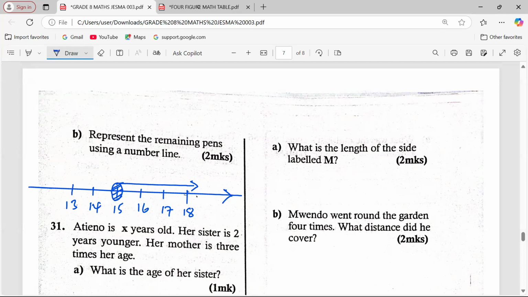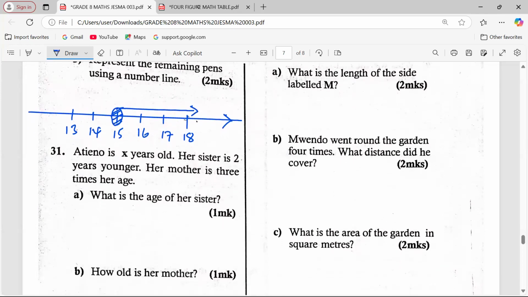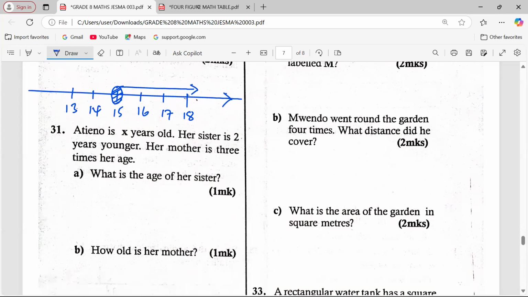But we need to show that 15 is included. Yeah, 15 is included. In number 31, we are talking about Atieno, who is X years old. Her sister is 2 years younger. Her mother is 3 times her age. What is the age of her sister?